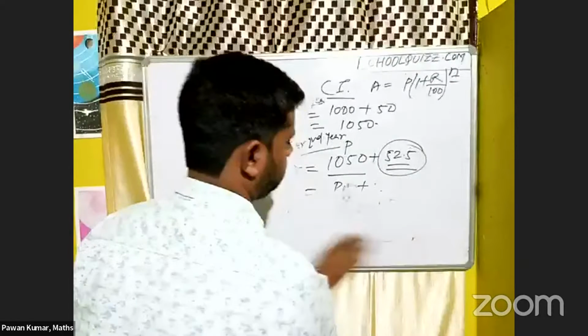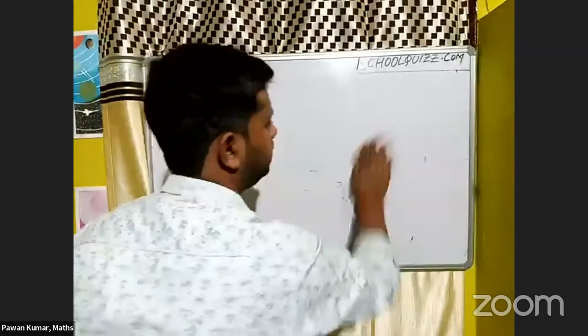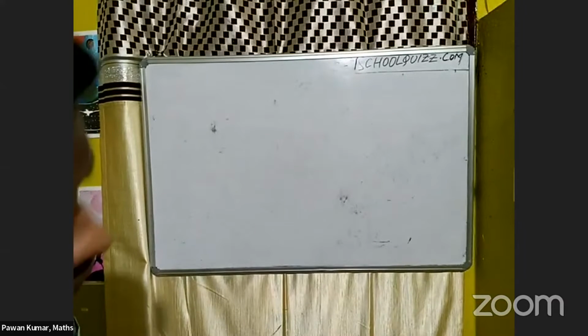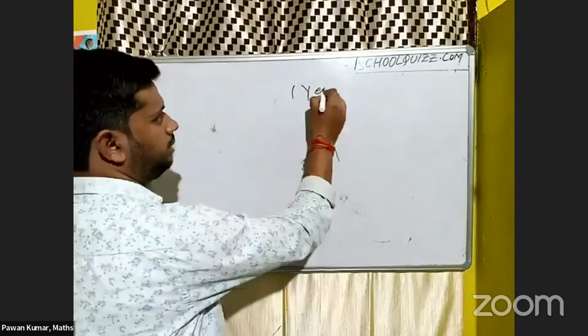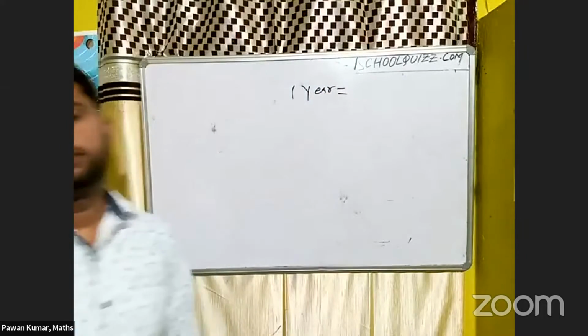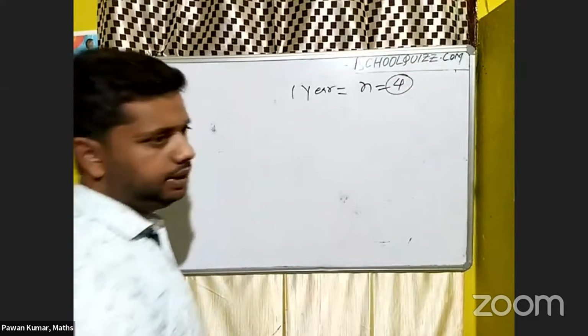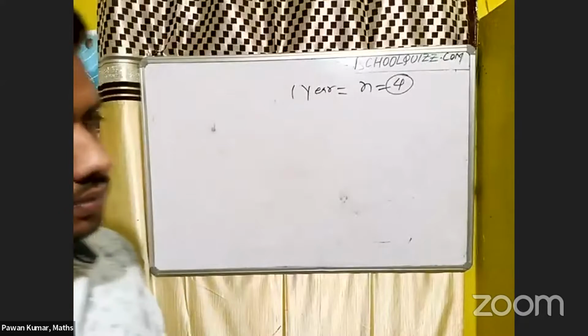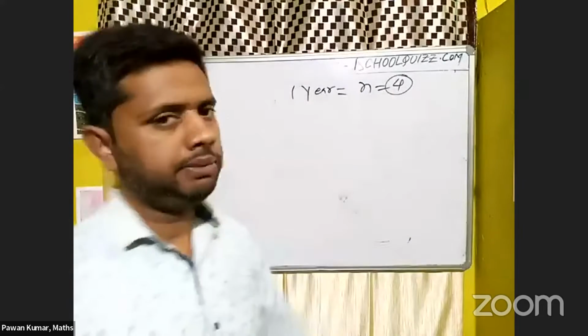Yes, sir. Sir, how can you find it for quarterly? Suppose they mention quarterly. Suppose you took it for 1 year and they're charging quarterly. So in 1 year, how many times do you pay the interest? 4 times. Correct. So your n value will be 4, simple. In place of n, you have to keep 4. So according to how many times they are charging the interest, your n value will depend.